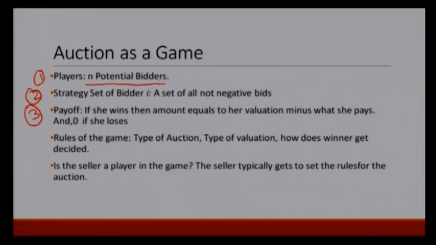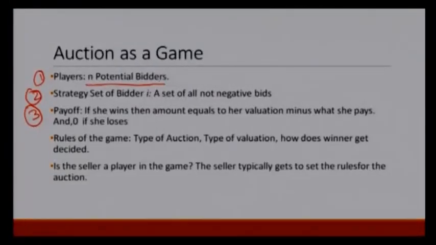Of course, I said the winner gets the object and he pays a certain amount, but the rule of the auction would also determine the game, that is, how the winner gets determined. Of course, all the bidders' valuations would play a role, and the type of auction is also very important to decide how much would be the payoff. As in the first price sealed bid auction, a winner has to pay an amount equal to his own bid, but in the second price sealed bid auction, he pays the amount equal to the highest of all remaining bids.